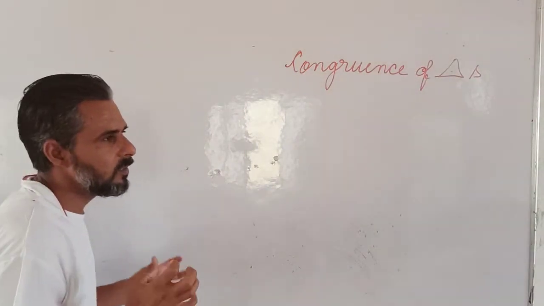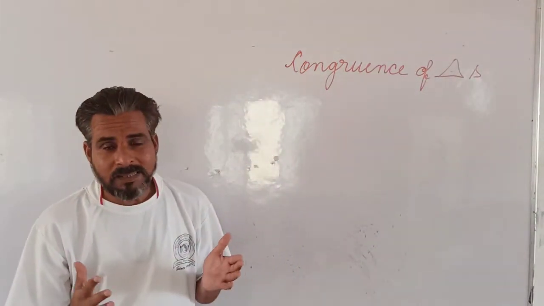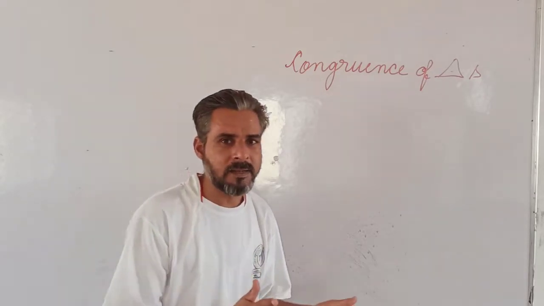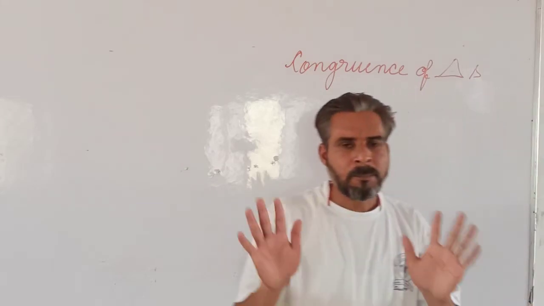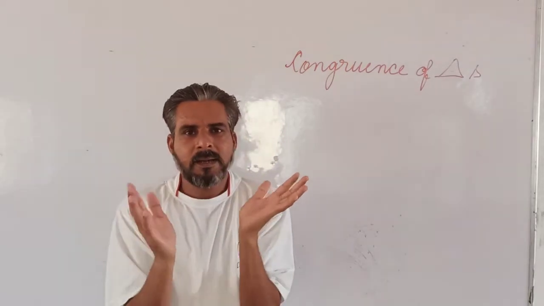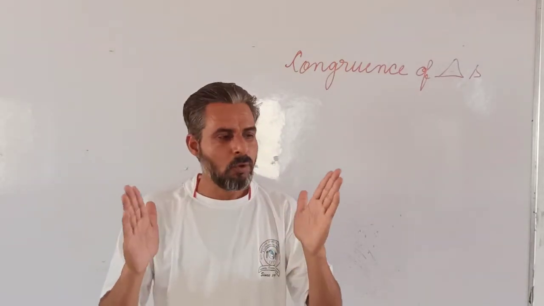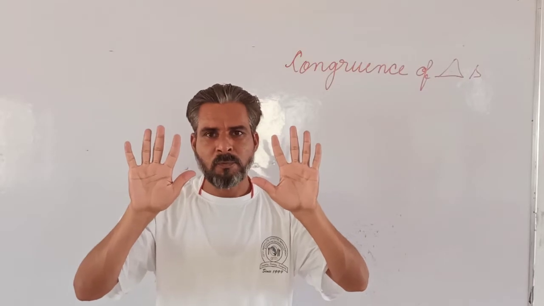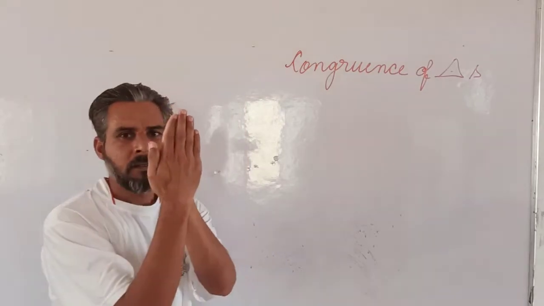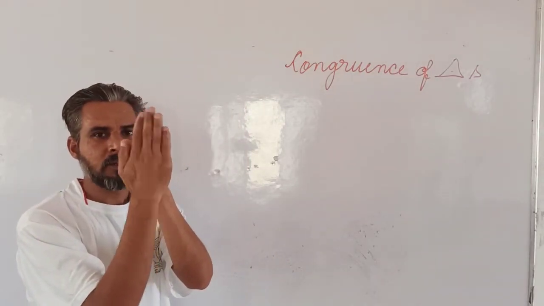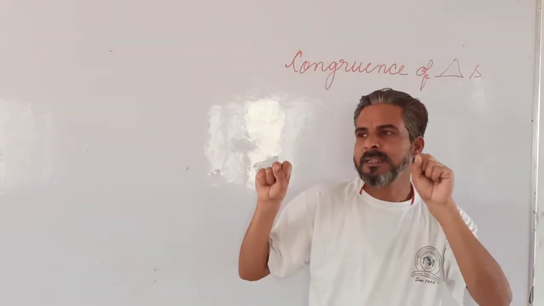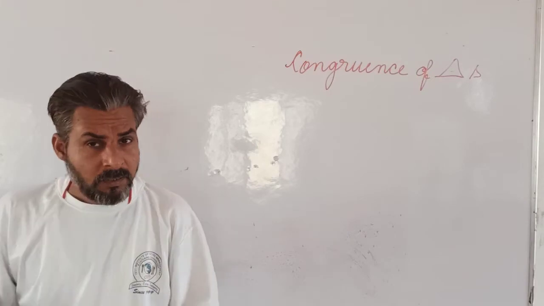What is the congruence of triangles? Congruence of triangles or congruence of any figure. Congruence means the identical figure. Suppose my hands. I have 4 fingers in each hand and 1 thumb in each hand. So if I overlap these 2 hands like this, they will cover each other. Yes or no? So my hands are congruent, identical, same in size, same in shape.